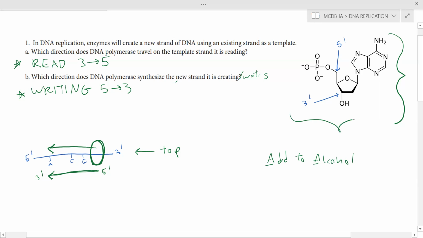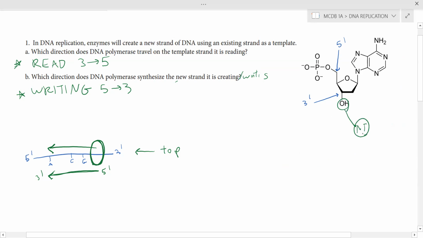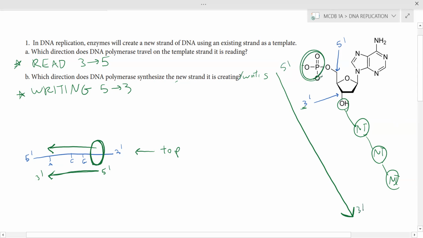So when you look at this nucleotide, where could you add another nucleotide? You could add it to the alcohol on the 3' end. So let's go ahead and just elaborate on that. So we could add a nucleotide here. Then we could add another nucleotide, keeping on adding them to the alcohol, which is the 3'. So the new strand is growing in this direction, from the 5', from the phosphate group, growing all the way to the 3' end. So 2 ways to kind of think about the same thing.